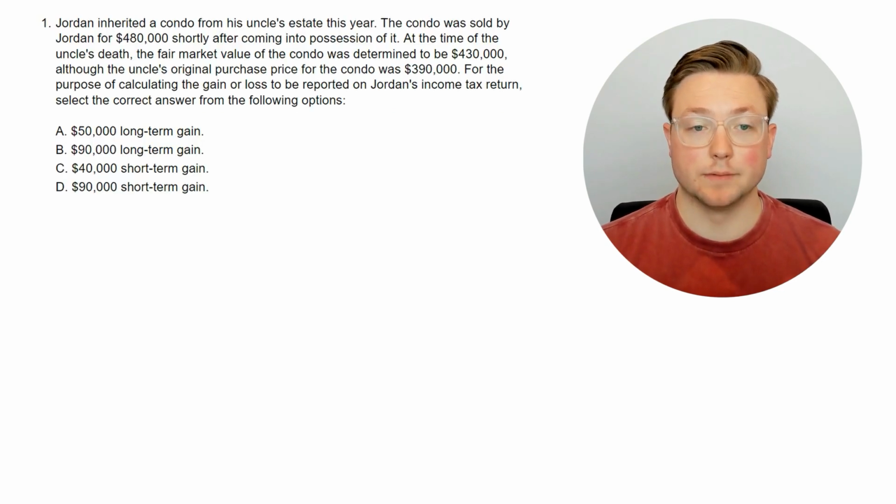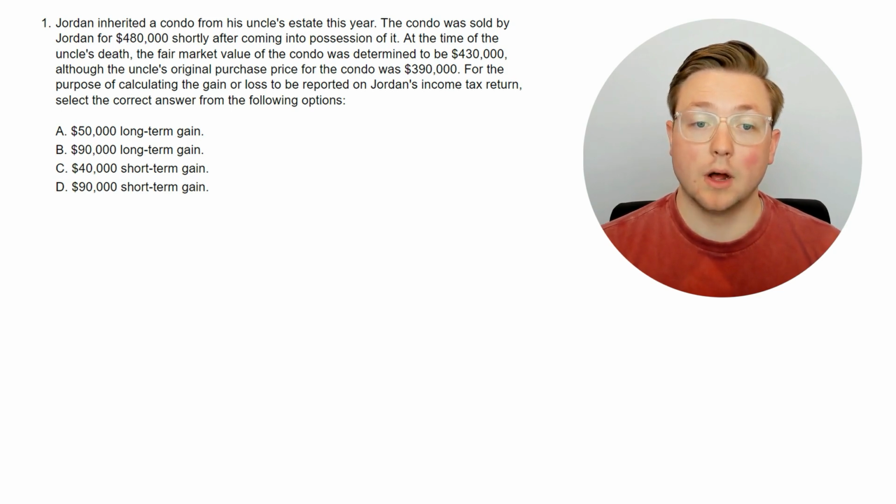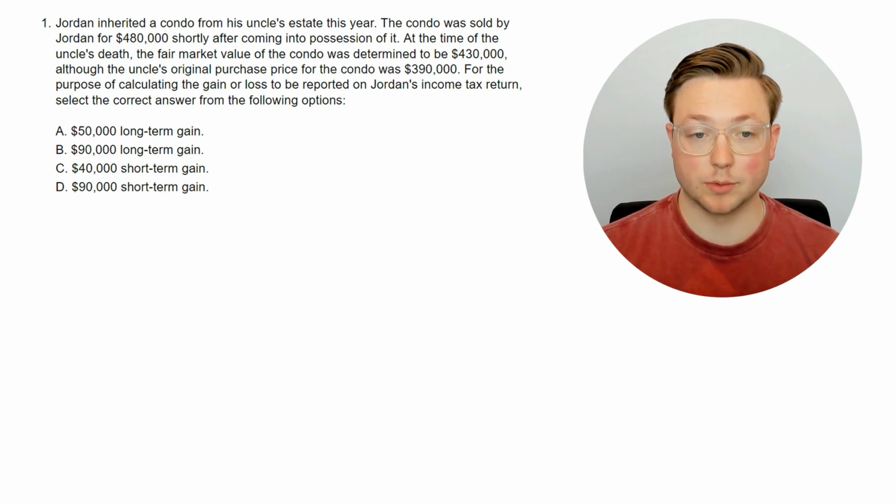All right, here's the first question. Jordan inherited a condo from his uncle's estate this year. The condo was sold by Jordan for $480,000 shortly after coming into possession of it. At the time of the uncle's death, the fair market value of the condo was determined to be $430,000, although the uncle's original purchase price for the condo was $390,000. For the purpose of calculating the gain or loss to be reported on Jordan's income tax return, select the correct answer from the following options.